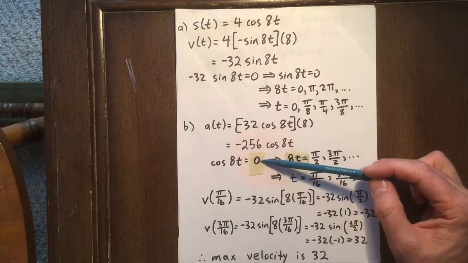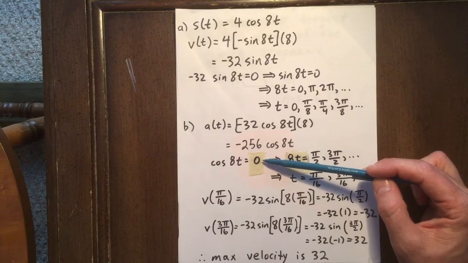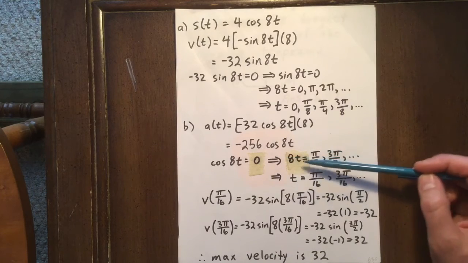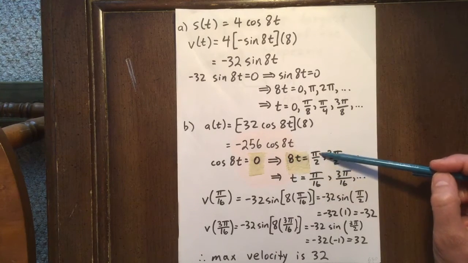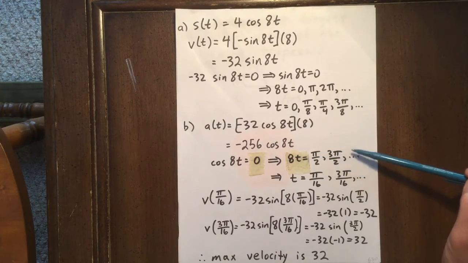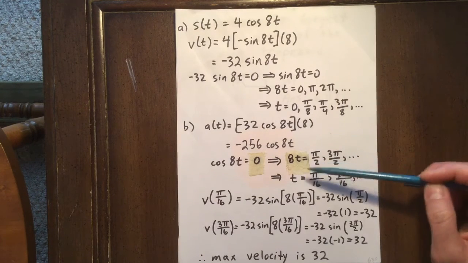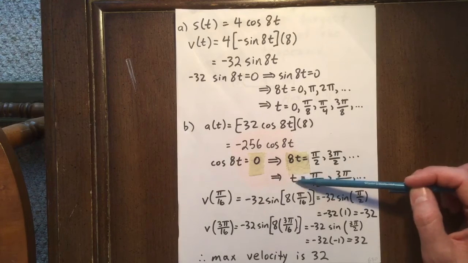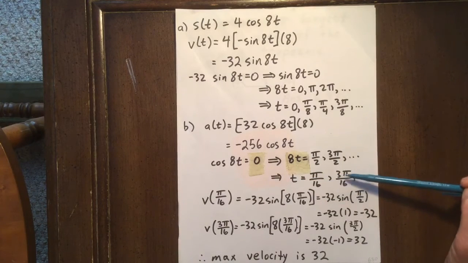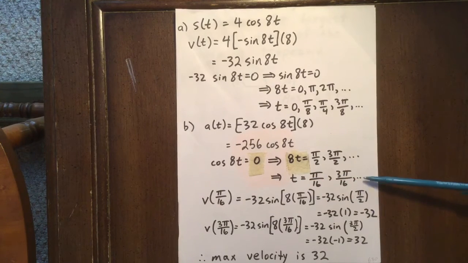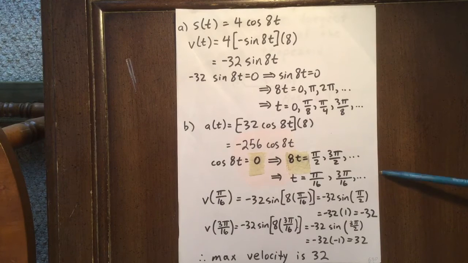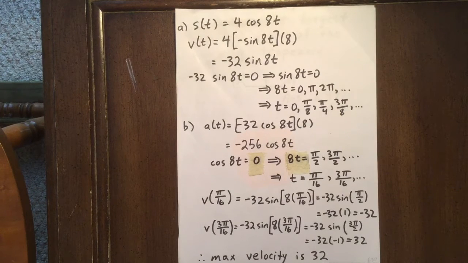Setting that equal to 0 to maximize, setting cos 8t equal to 0 means that the angle 8t is equal to pi over 2 or 3 pi over 2 or 5 pi over 2 or 7 pi over 2, etc. Dividing each of those by 8 gives us that the t value is pi over 16 or 3 pi over 16 or 5 pi over 16, etc. So what we're going to do now is test this value of pi over 16.